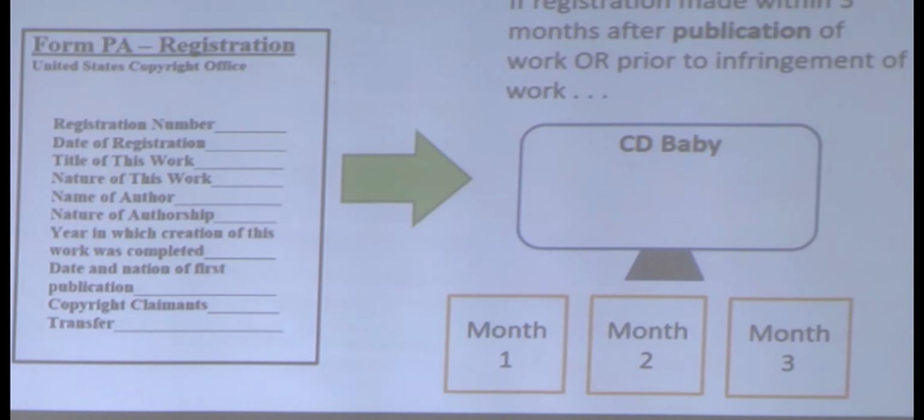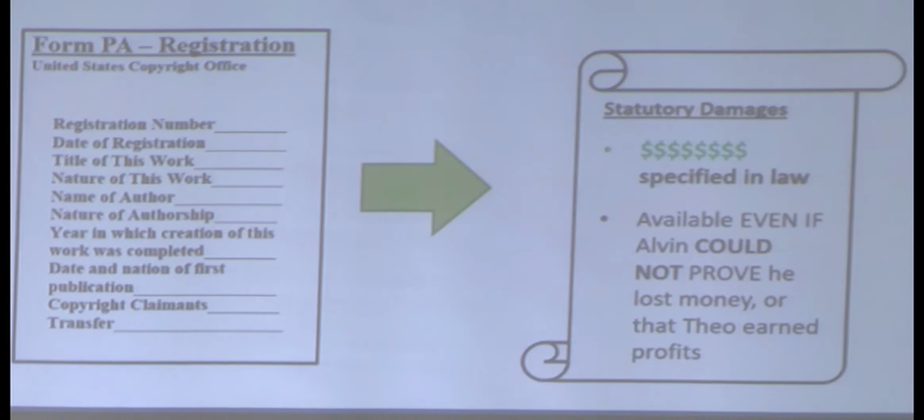Unfortunately, Alvin did not register his copyright within the mandatory 3 months of publication, nor did he register it before the alleged infringement. Therefore, Alvin cannot receive statutory damages and can only ask to recover for his actual monetary loss or Theo Thievens' profits, which Alvin may not be able to show or which may not exist.